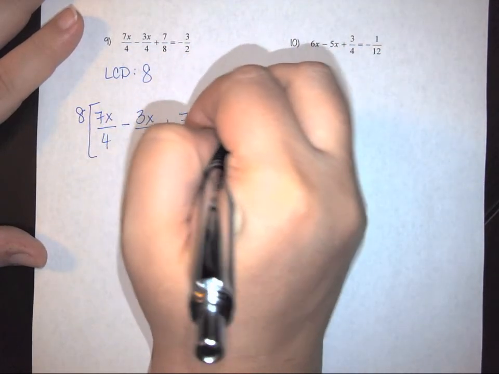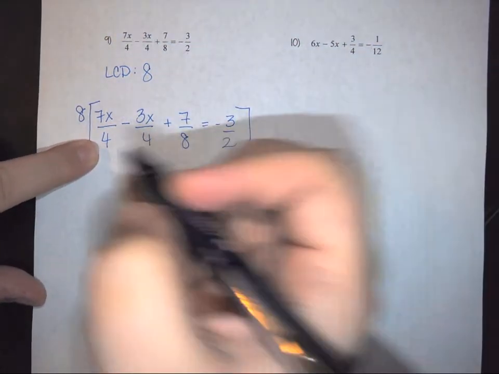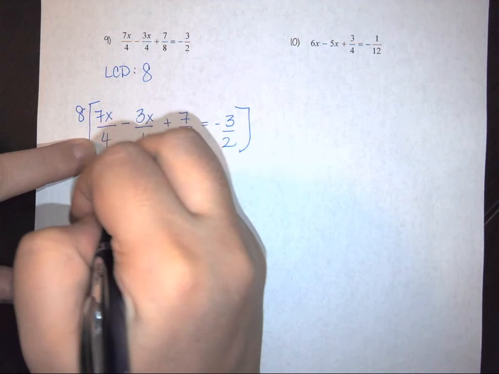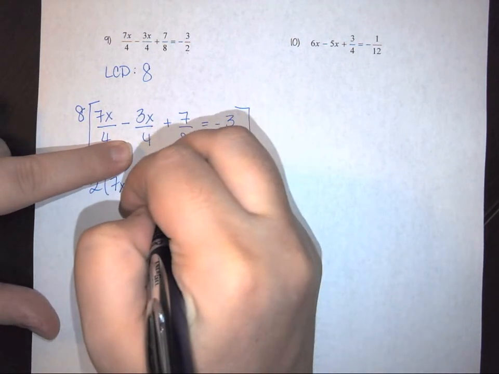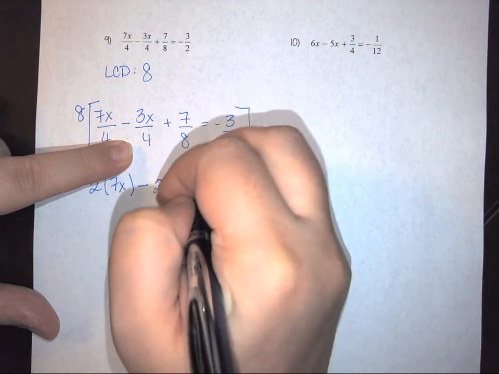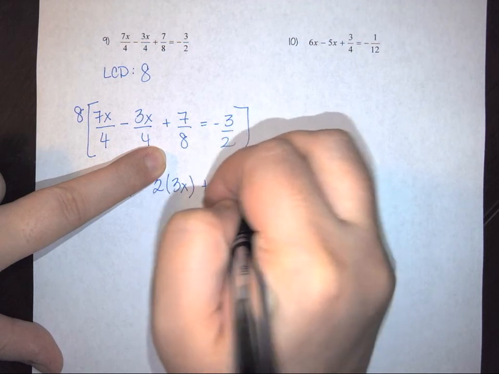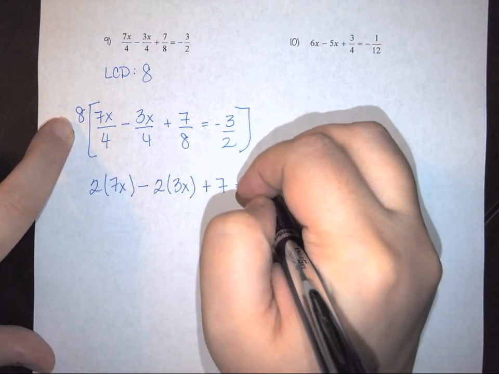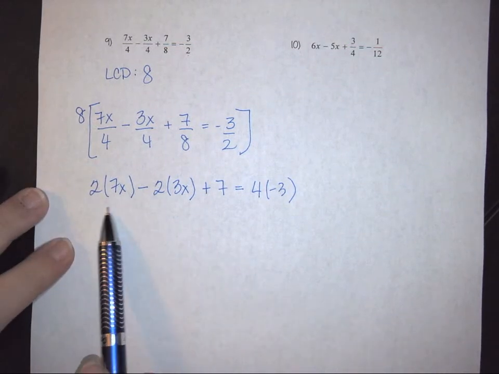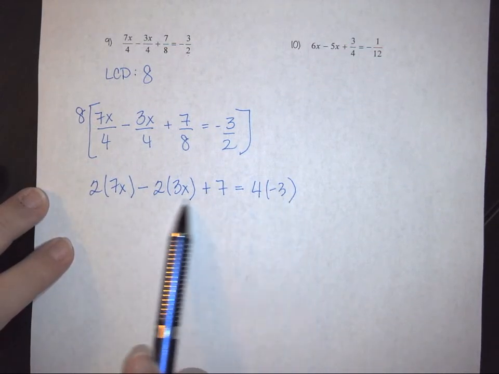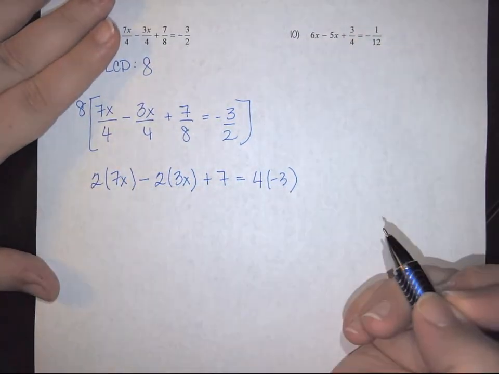So here we have 8 and 4. Now that's going to reduce down and be a 2. So this is 2 times a 7x. Then I have another 8 and 4, so minus 2 times a 3x. 8 and 8 is going to reduce out completely, so this is plus 7. 8 and 2 become a 4, so this is 4 times my negative 3. If you notice, all of your fractions have gone away and left us with just a nice, pretty little linear equation. We have to keep doing the math.